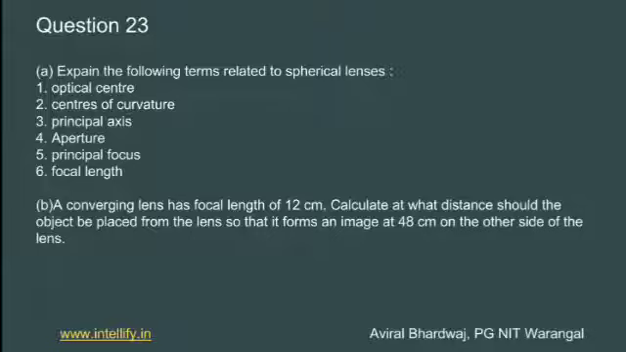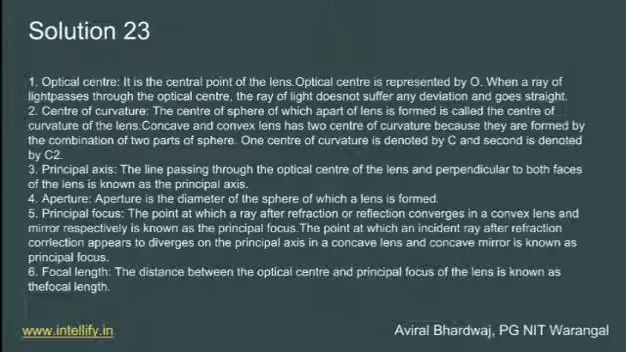And the next question is, a converging lens has a focal length of 12 cm. Calculate at what distance the object should be placed from the lens so that it forms an image at 48 cm on the other side of the lens. So the answer is, there is a definition question.